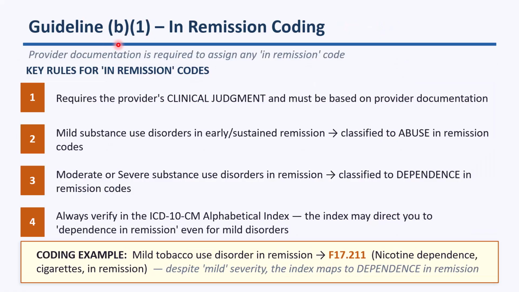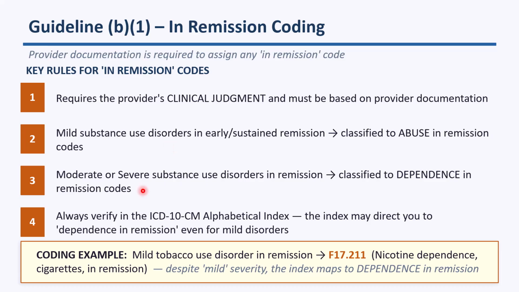Guideline B1 covers in remission coding, and there are a few rules you need to lock in here. Rule 1, provider's documentation is required. You cannot assign an in-remission code based on your own clinical interpretation. The provider has to explicitly document that the patient's substance use disorder is in remission. Rule 2, the severity of the disorder at the time of the diagnosis determines which type of remission code you use. Mild substance use disorders in early or sustained remission are classified to abuse in remission codes. Moderate and severe disorders in remission map to dependence in remission codes.